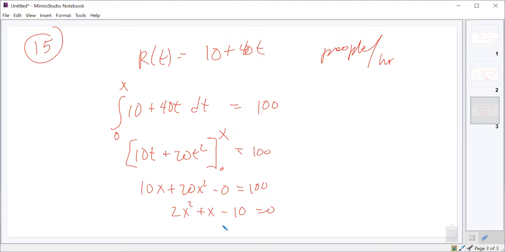What did that come out to be? Let's see, it's negative 1 plus the square root of, oh, 81. Oh, that factors. I guess we'll just factor it then. It didn't look like it would factor, so I didn't even think about it. A 2 and a 5 and a plus and a minus. It looks like x equals 2. So 2 hours after it opens at 8, that'd be 10 o'clock.